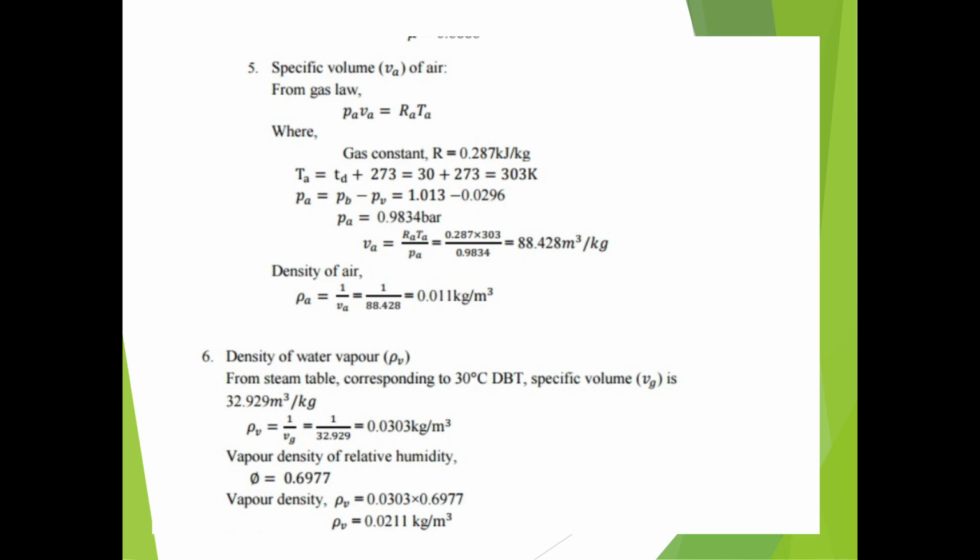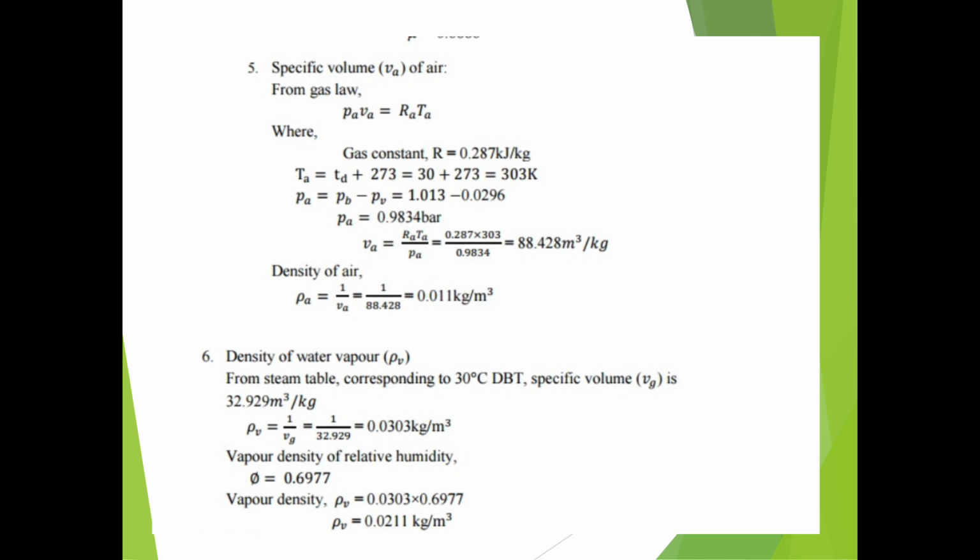Next we have to find the density of the water vapor. Density of the water vapor, in the sense of a steam table corresponding to the 30 degrees Celsius dry bulb temperature, specific volume Vg is 32.929 meter cube per kilogram. PV, that is vapor density, is equal to 1 by Vg, which is equal to 1 divided by 32.929, which is equal to 0.0303 kilogram per meter cube.